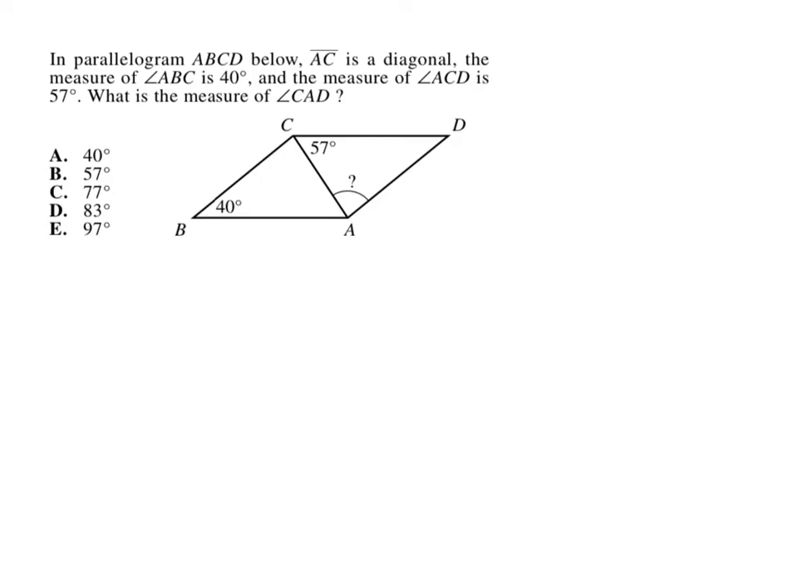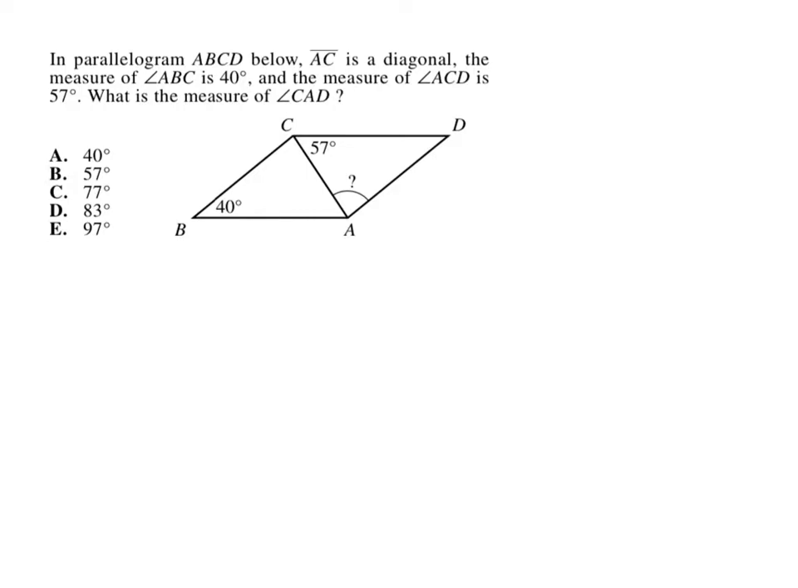In parallelogram ABCD below, segment AC is a diagonal. The measure of angle ABC is 40 degrees, and the measure of angle ACD is 57 degrees. What is the measure of angle CAD?